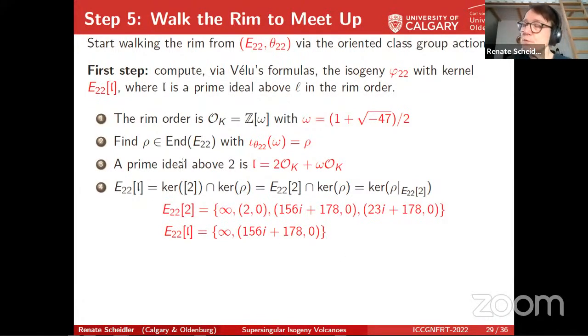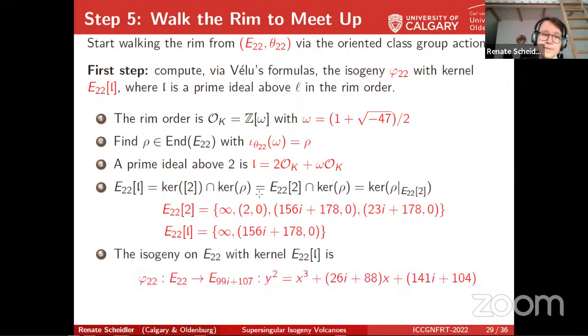And now you use Vélu's formulas to calculate the isogeny that has this kernel and calculate its target. And this isogeny turns out to be this isogeny. This is the target curve. I didn't write down the isogeny, but Vélu gives it to you. So here you see the power of this class group action. Walking rims is real easy from this class group action. Okay, so this is why the connection to class groups is so important.